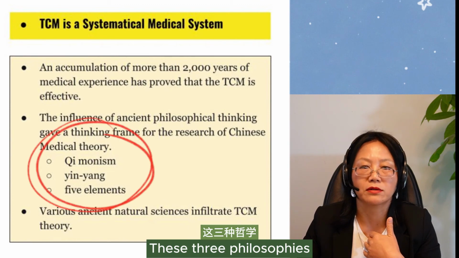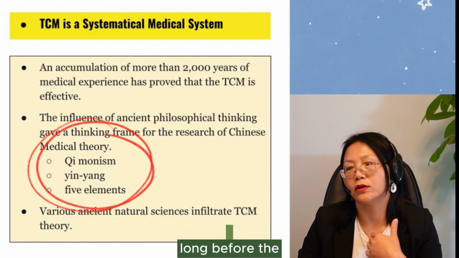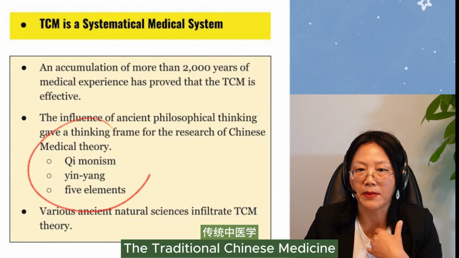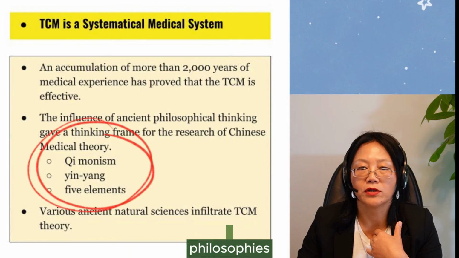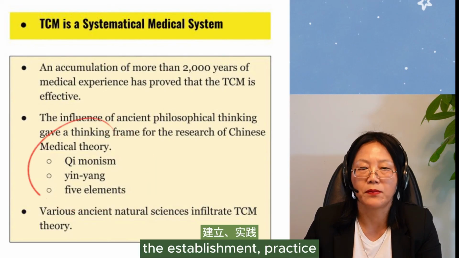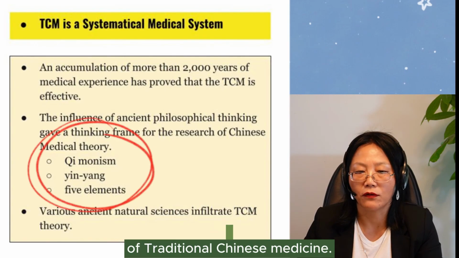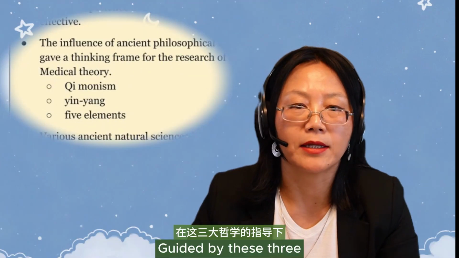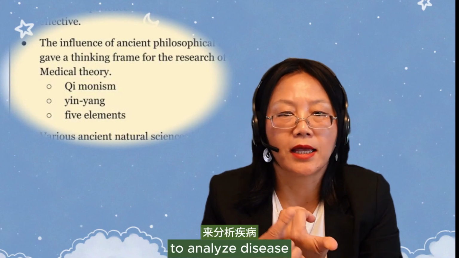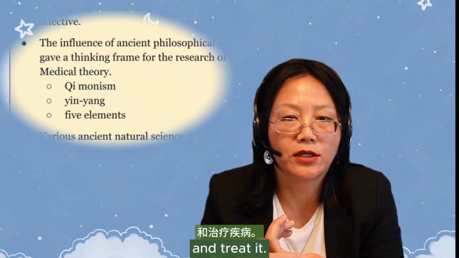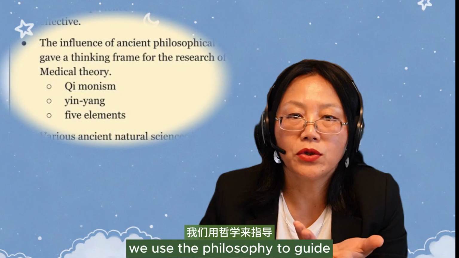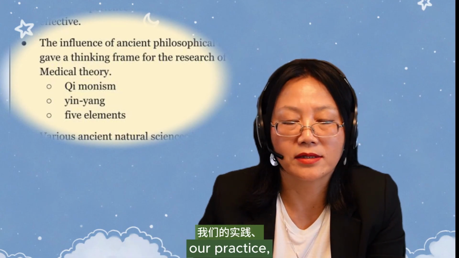These three philosophies were established long before the establishment of traditional Chinese medicine. Traditional Chinese medicine applied those philosophies into the system, using them to guide the establishment, practice, and development of TCM. Guided by these three philosophies, TCM used them to analyze disease and how to prevent and treat it. These philosophies are like the methodology. We use the philosophy to guide our practice and research.